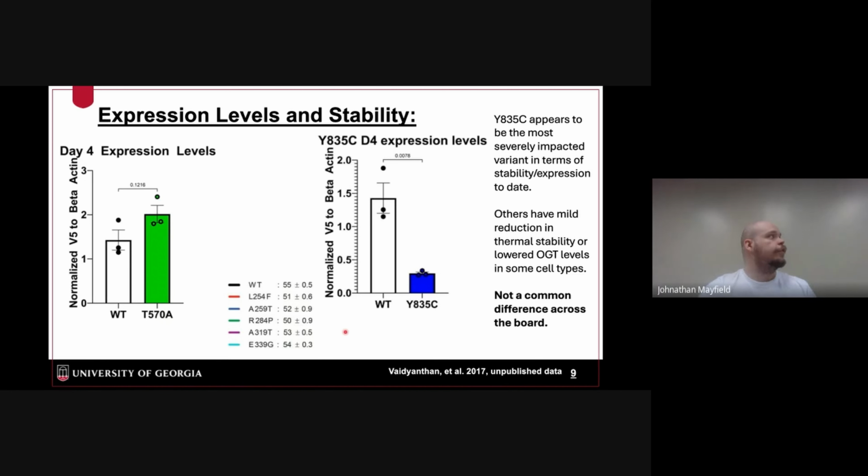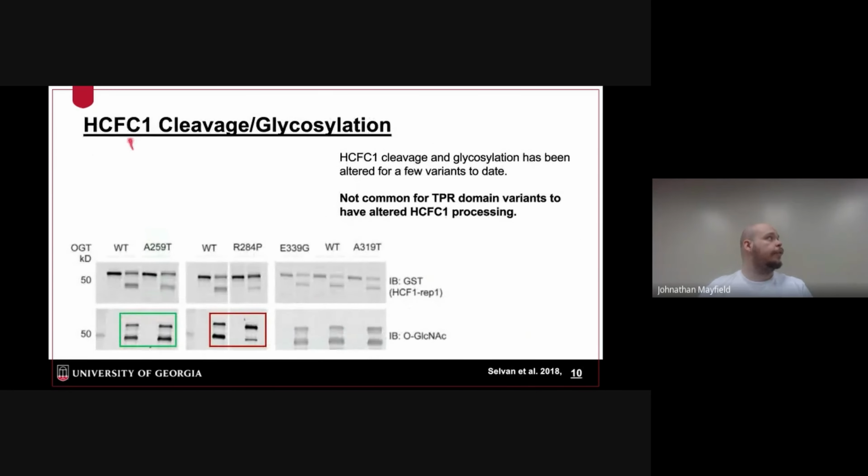Then when we get into the activity of the OGT wild type and the variants towards this substrate, this protein HCFC1, what you want to look for is you've got two bands, so it's cleaved in half. We see wild type, we've got two bands. This particular variant, we see two bands. This looks very similar to wild type. However, when we look at this other variant, R284P, we see that we get a smaller band down here.